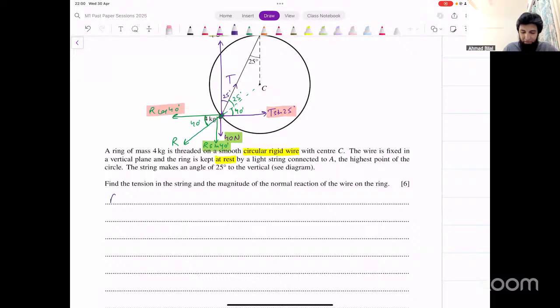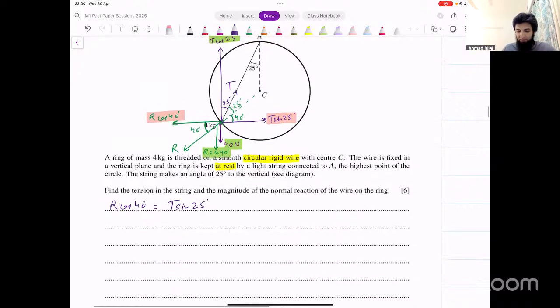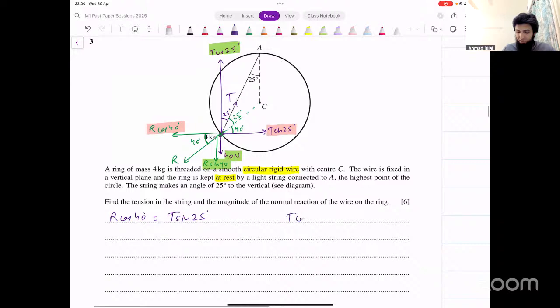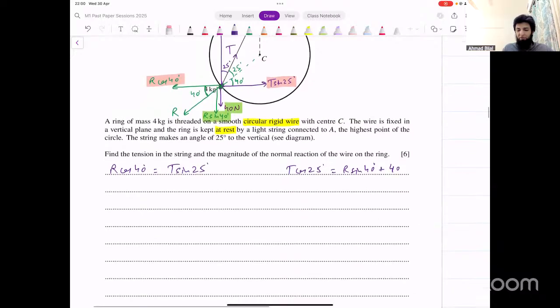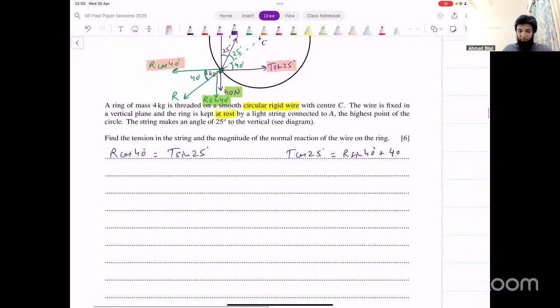Forces acting towards the left side, there's only one force, that's R cos 40. That should equal the force acting towards the right, that's T sine 25. The force acting in the upwards direction, that's T cos 25. That should equal R sine 40 plus 40. You get these two equations, solve them simultaneously, you get the values of T and R from this.